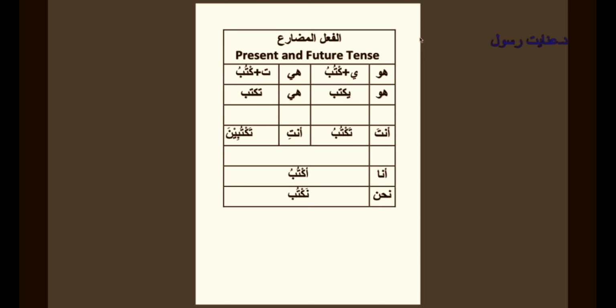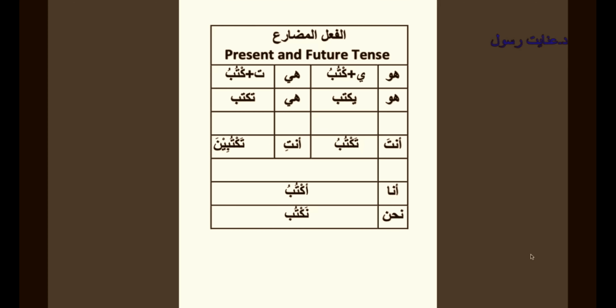Ana aktubu, I am writing. Nahnu naktubu, we are writing or we will write. So these four letters, that is ya, ta, hamza and noon, are prefixed to the basic three letter root of a verb in the past tense to make it present or future.